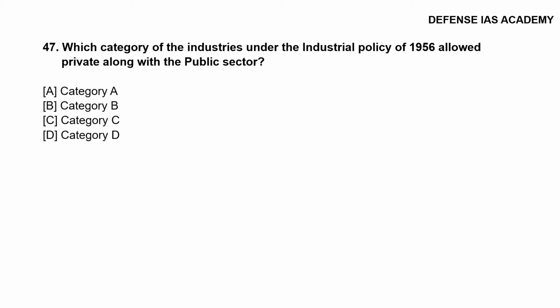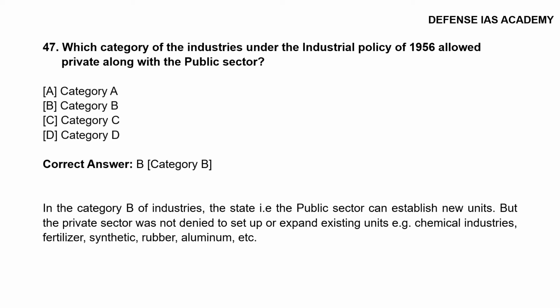Question 47. Which category of industries under the industry policy of 1956 allowed private along with the public sector? The correct answer is choice B, category B. In category B of industries, the state, that is the public sector, can establish new units, but the private sector was not denied to set up or expand existing units. Example, chemical industries, fertilizer, synthetic rubber, aluminium, etc.